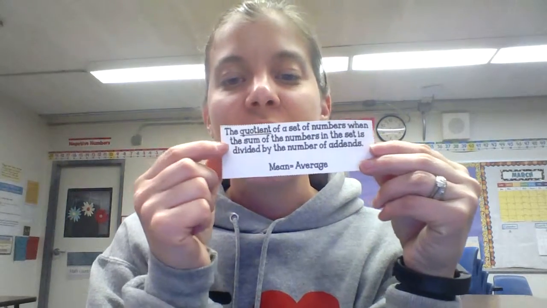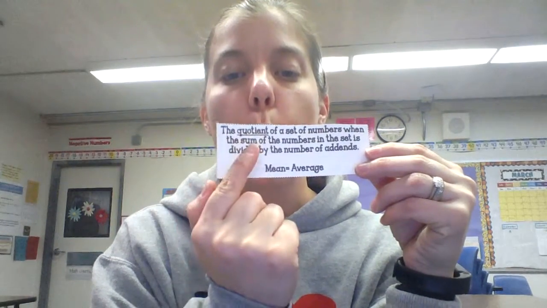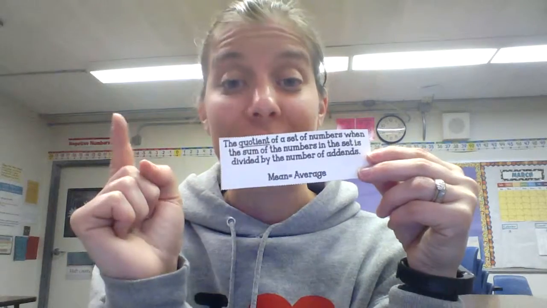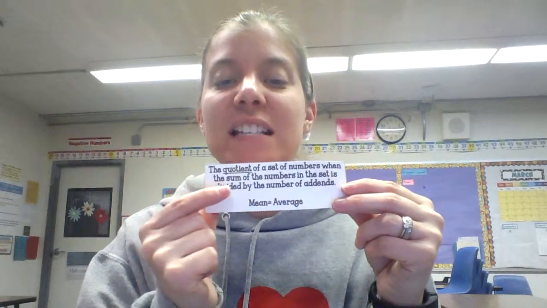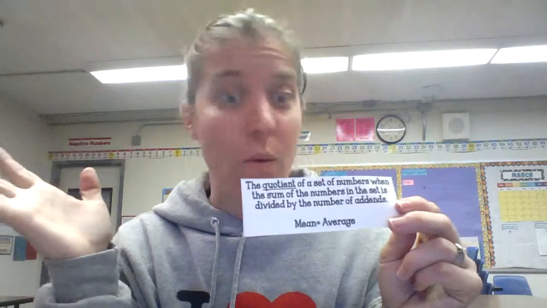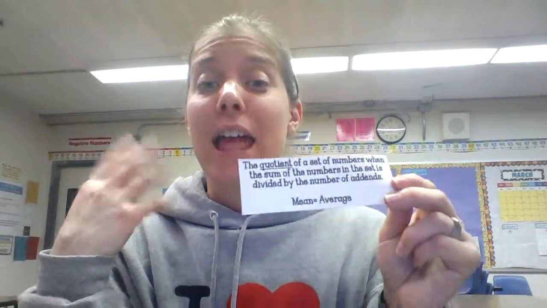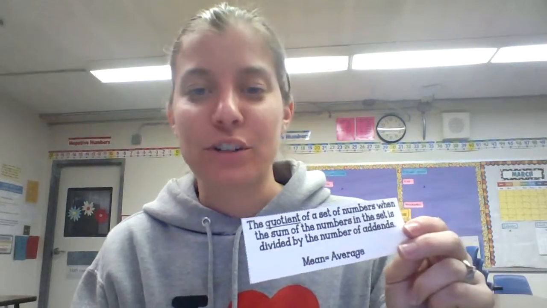All right, next up we have mean. So we've got this last rectangle here. It says the quotient of a set of numbers when the sum of the numbers in the set is divided by the addends. Holy cow, what does that mean? Okay, it means add all the numbers up and divide by how many numbers there are. You're finding the average.